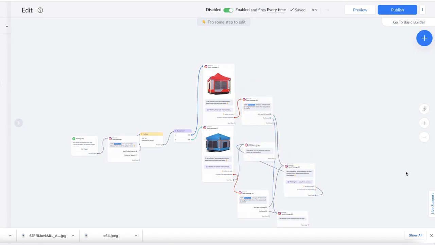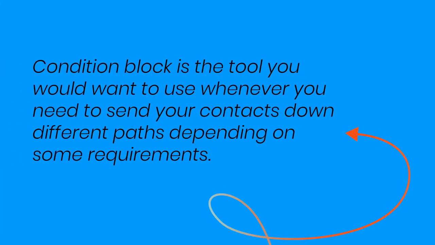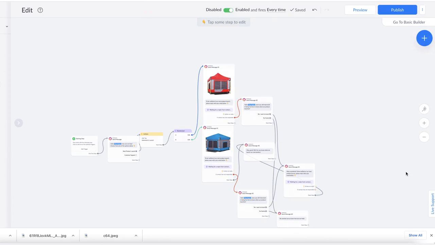So next, I'm going to show you how condition blocks work. So condition blocks check whether a contact has met a condition to personalize the message and decide which pathway to move them forward based on these conditions. So let's use the customer service quick reply option for this.